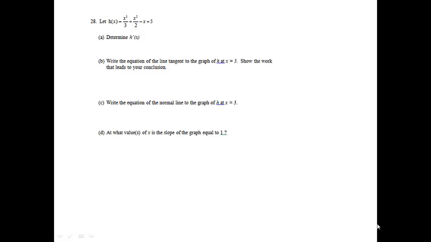Let h of x equal x cubed over 3 plus x squared over 2 minus x plus 5. And this says to A, determine h prime of x, and so that's what we'll do first. So h prime of x is just the derivative.